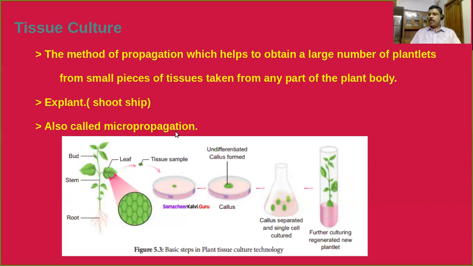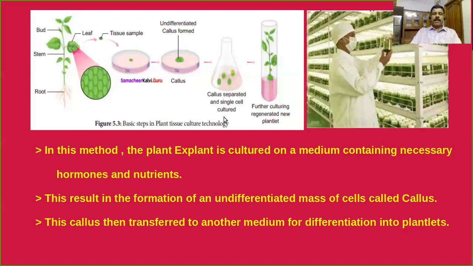Is it clear? Dear students, this method of reproduction we can collectively call micropropagation. Why? Because, as you are familiar, a small size of plant material is used for this method. I said the explant may be the shoot tip or root tip or even a small piece of the leaves. So that is why this type of propagation we can collectively call micropropagation.